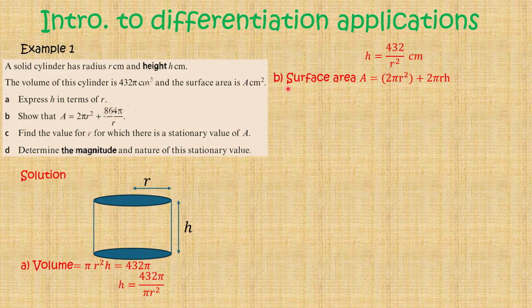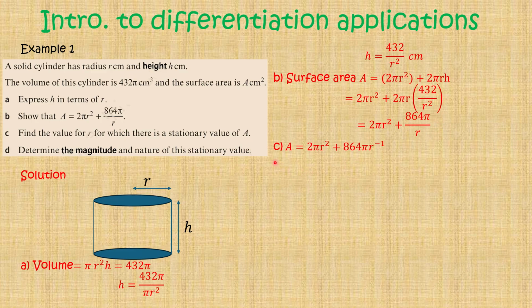So for part B, we know that the surface area of a cylinder is given by 2 pi r squared plus 2 pi r h. Then with that, we are going to substitute for the h that we obtained in part A of 432 over r squared. And with that, we can actually simplify our answer so that we get 2 pi r squared plus 864 pi over r. Now, that answers part B of the question.